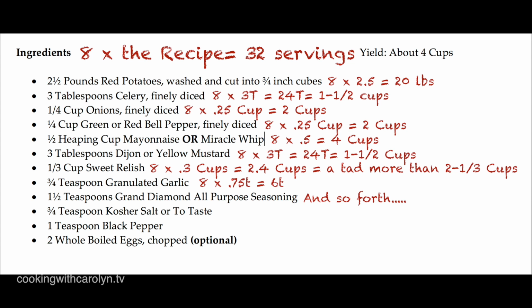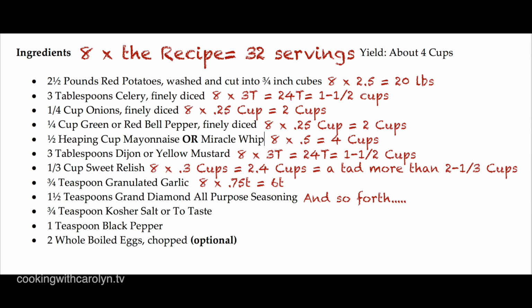Now here's where a conversion chart will help you. You need to convert that 24 tablespoons into cups, and that's going to equal out to 1.5 cups because there are 16 tablespoons in 1 cup. Moving on to the onions, we need 1/4 cup of diced onions, and that converts in decimals to 0.25. So we need 8 times 0.25 cups, and that's going to equal 2 cups. For the green or red bell pepper, it's going to be exactly the same. The recipe says we need 1/2 cup of mayo, so that would be 8 times 0.5, and that's going to equal out to 4 cups.